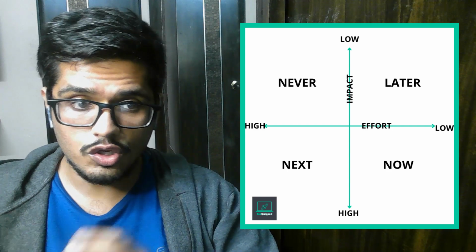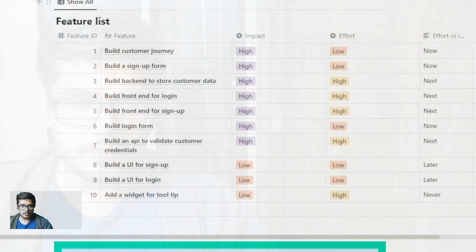Now let's understand how to use the impact effort matrix. So let's look at a real example of the impact versus effort matrix. Now what I've taken is a list of 10 features that I'd want to build for the product, and all of these features refer to one sign up journey of the user. So for perspective: build customer journey, build a sign up form, build backend to store data, build front end for login, build front end for sign up, build login form, etc.